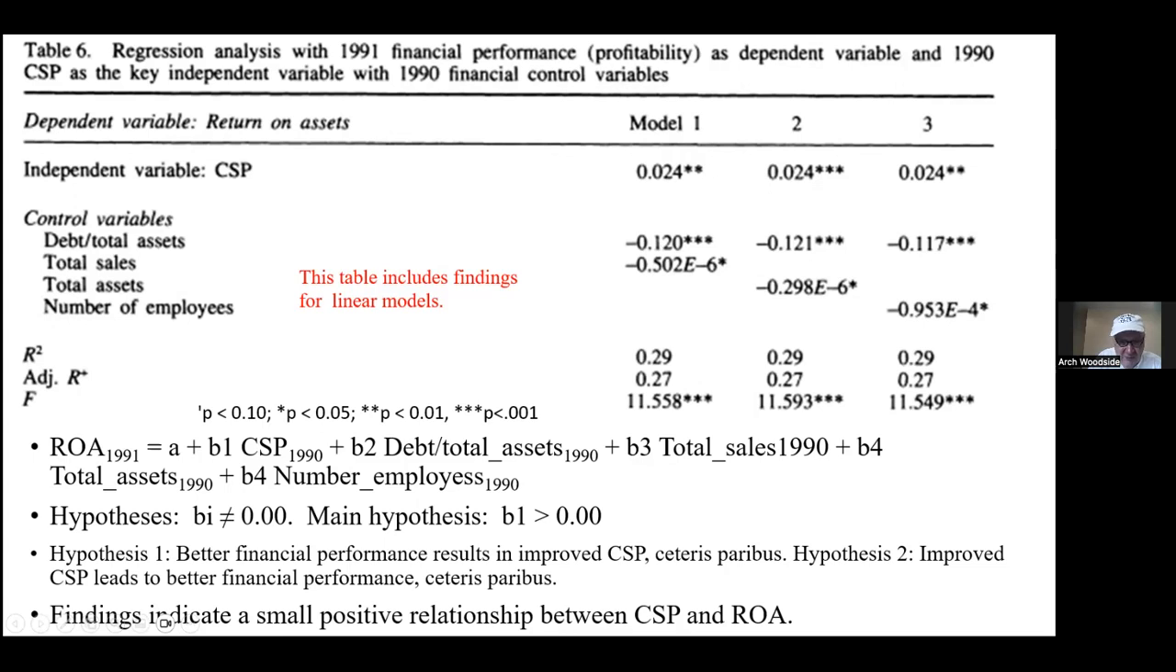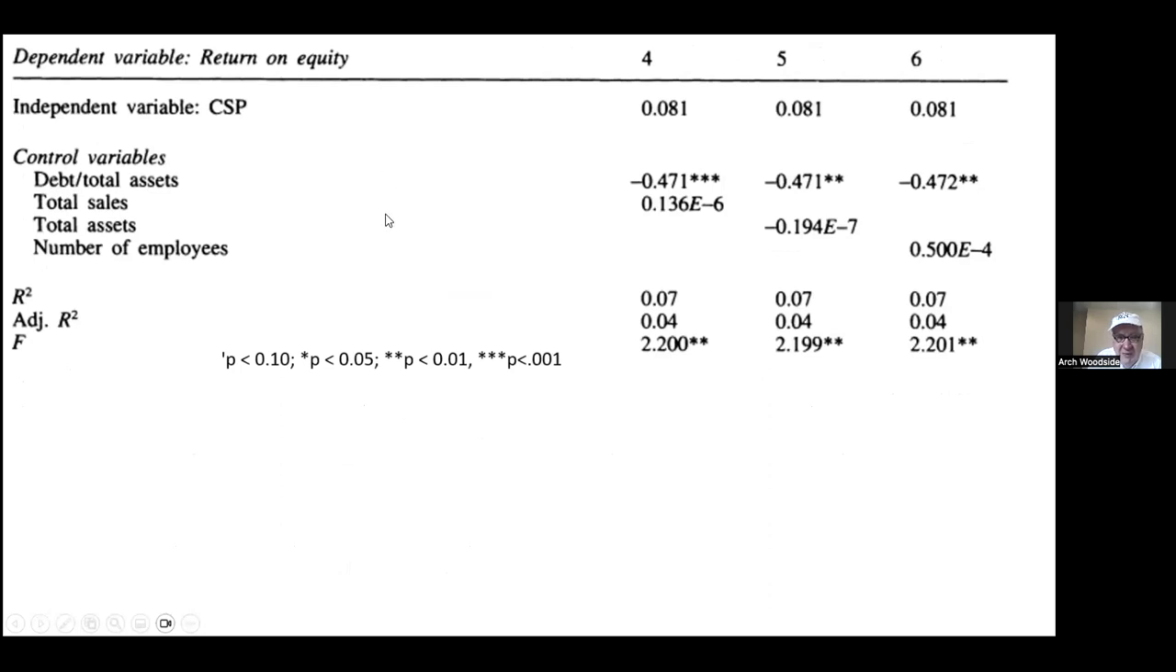All right, so what the findings show is a small positive relationship between CSP and ROA in the data that was tested in this study. This is a lag study where CSP is in 1990, and return on assets is from 1991 for the 800 cases, whatever the number of cases were in the study. The number of cases are not reported in that table. And this is a table.